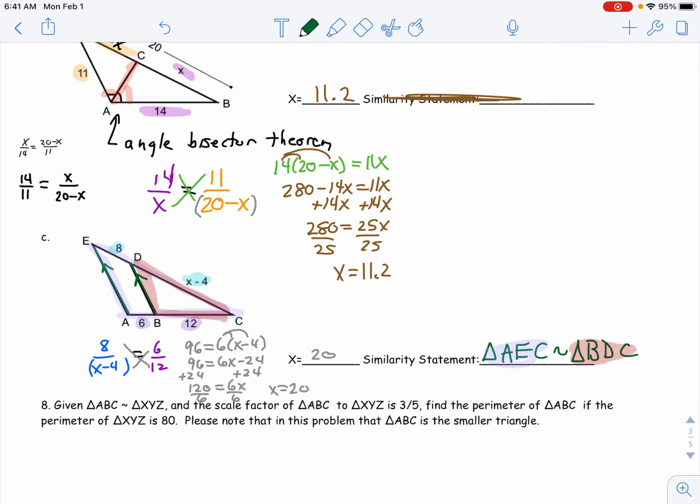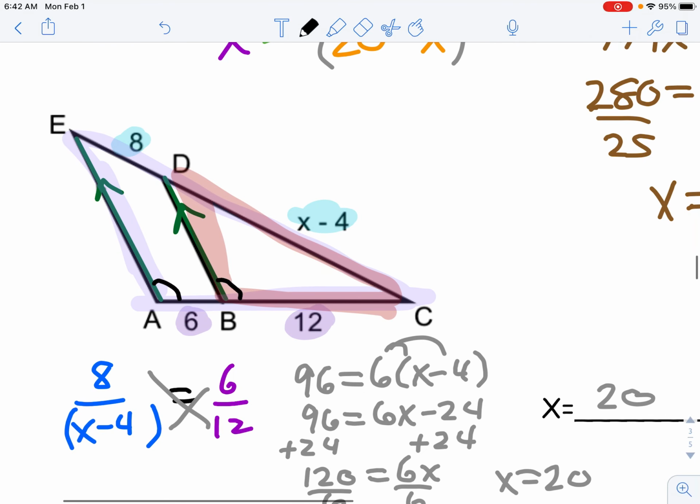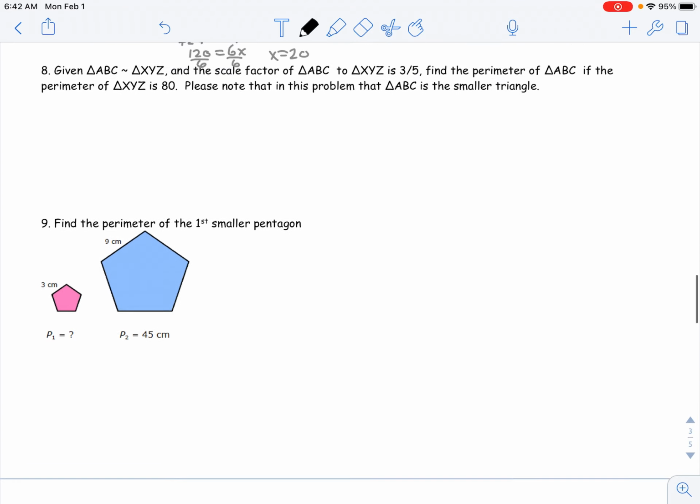And then again, if we want to get super nerdy, talking about, well, since it's parallel lines, those are corresponding angles are congruent, and then angle C is congruent to itself by reflexive property. That's kind of a general summary of stuff we've done earlier in the year.